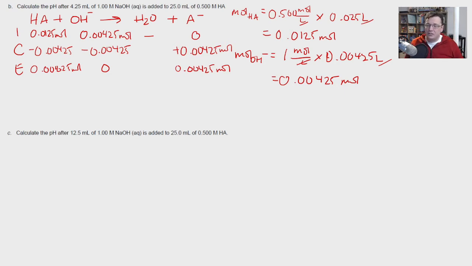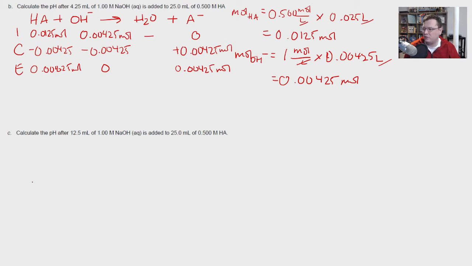One nice thing too is that the Henderson-Hasselbalch equation has a concentration of A minus over the concentration of HA. If you break that out, it becomes the moles of A minus over the total volume divided by the moles of HA divided by the total volume, and the total volumes cancel out. So we can just plug these mole values into the Henderson-Hasselbalch equation without having to do any conversion into molarity, to get the pH.